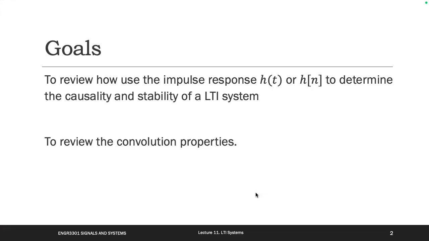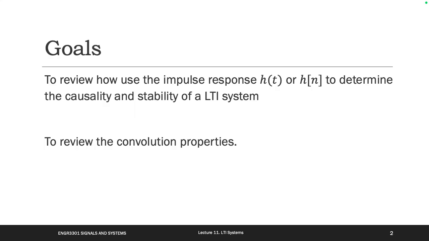Today we will review how to use the impulse response h(t) or h[n] to determine the causality and stability of an LTI system, and then review the convolution properties. Actually, those two things are very important for us. Why? Do you remember what we talked about in chapter 2?